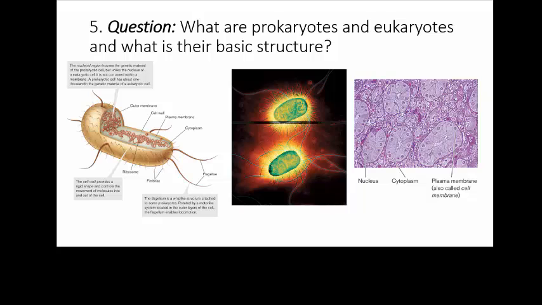Most prokaryotes are unicellular, but some are multicellular. Prokaryotes include bacteria and blue-green algae. Eukaryotes are unicellular and multicellular organisms with a distinct membrane-bound nucleus containing DNA.